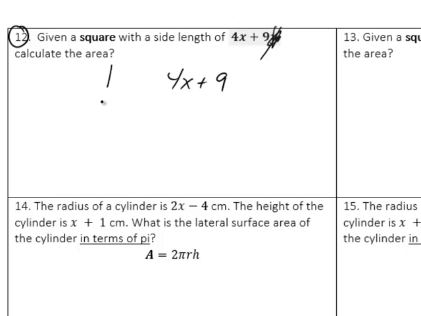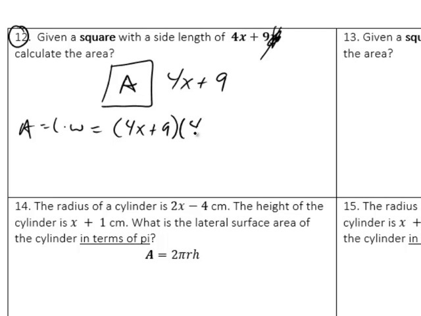Okay, and remember, we have a square, and we need to find the area. And the area is length times width. And with a square, the length and width are the same thing. So that would become 4x plus 9 times the same thing, 4x plus 9. So you can use the box method or the distributive method to solve this. I will use the distributive, you do whatever you want.